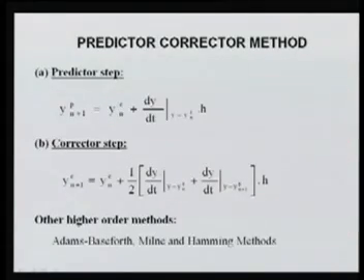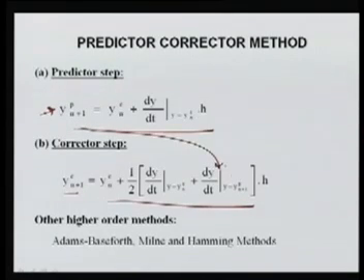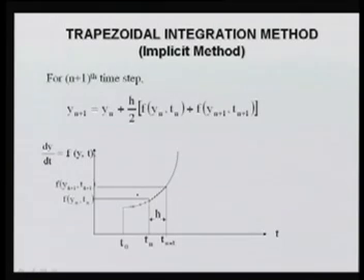Now let us see another method, the trapezoidal method. Here again, predictor and corrector methods of the Euler method are explained. In the predictor step we predict this, and in the corrector step we correct using this value, you can see this yp n plus 1. Other higher methods are also available, such as Adams-Bashforth, Milne and Hamming methods, etc. Another method, the trapezoidal integration method, is one example of an implicit method.